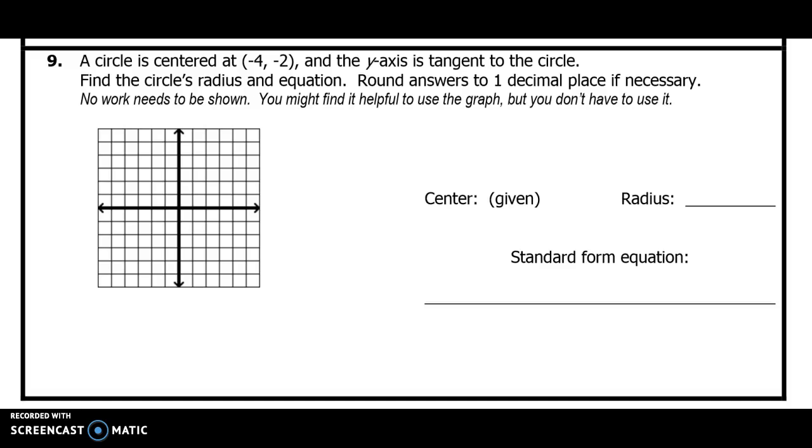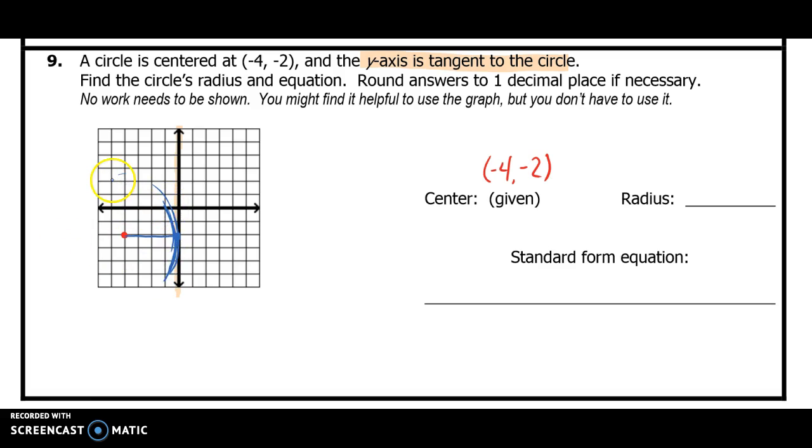For number 9, the center of the circle is given to us. This is slightly different numbers from what you saw in your quiz, but the same idea. So (-4, -2), I know that that's the center of my circle, and then the y-axis is tangent to the circle. So I know that the y-axis here needs to just bump up against the circle without crossing through. So my circle from the center is just going to barely touch the y-axis and then scrape past it.